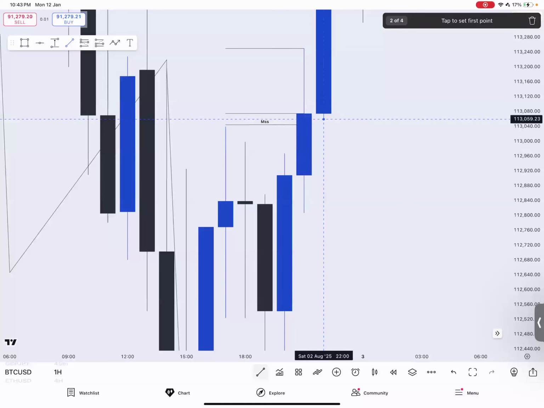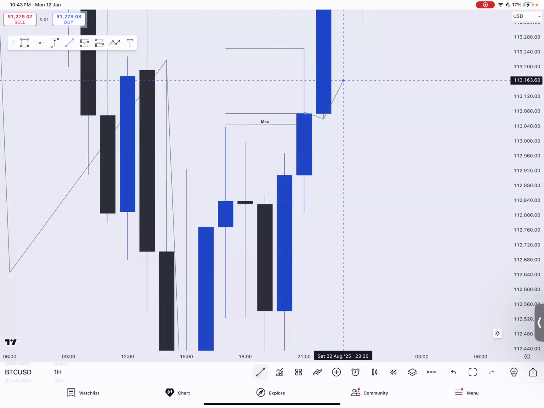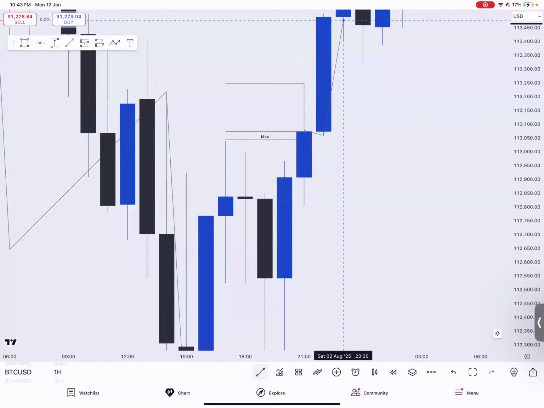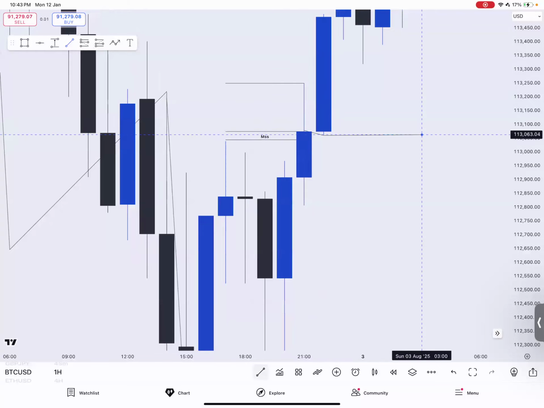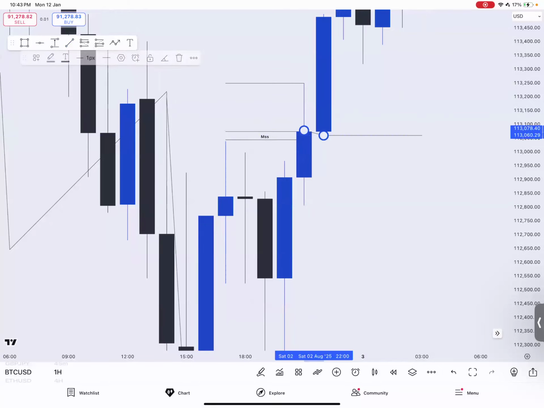So this is the body closure. This next candle that comes out is a candle wick, and it took out the body closure and also took out the wick as well and closed above it, meaning that this candle retracement can be a proper inducement as well.